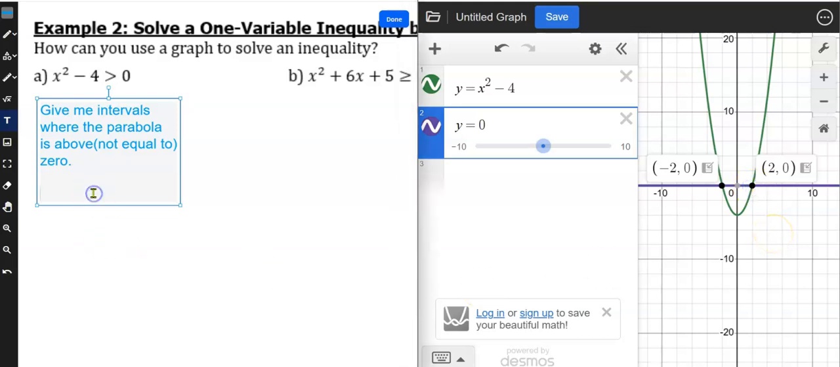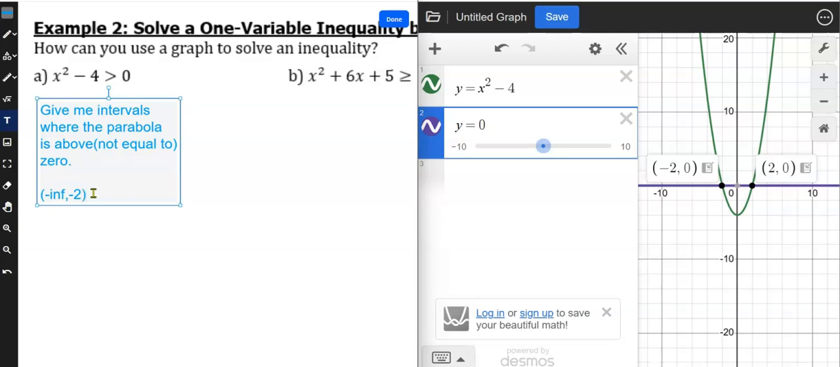So, the answer to my question: parenthesis, negative infinity. I'm just going to use INF for infinity because yes, I can draw the infinity symbol, but since I'm typing, it would just be a lot easier if I don't.